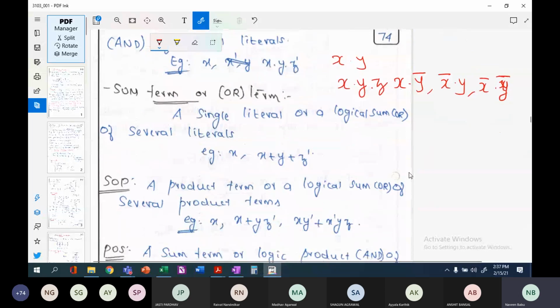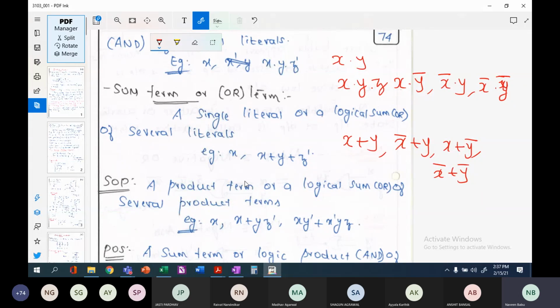Now, what is the sum term? Similarly, the logic is the same. So, if I have two variables, x plus y is a sum term, x bar plus y is a sum term, x plus y bar is a sum term, x bar plus y bar is a sum term.